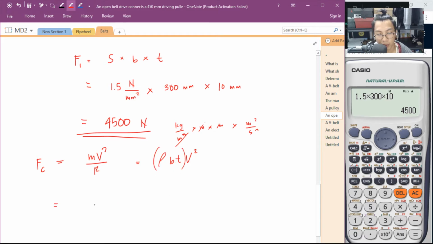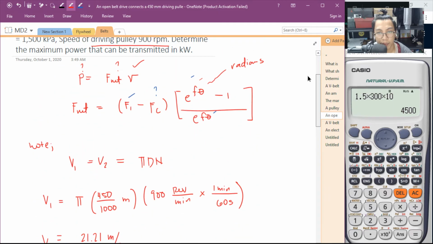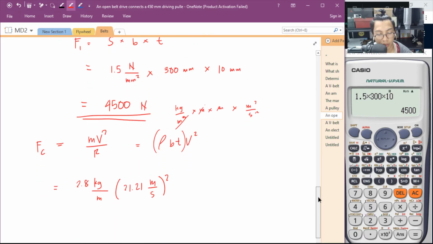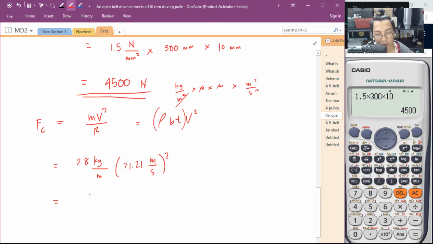Ano bang value na ito? Per belt length, 2.8 kilogram per meter. Tapos, velocity, 21.21 meter per second. Square natin to. So, FC dapat Newton yan. So, 2.8 times 21.21. Ang unit niya, kilogram per meter multiplied to meter squared per second squared. O, cancel isang meter. So, ang labas dyan na unit, kilogram meter per second squared. That is newtons. Okay?